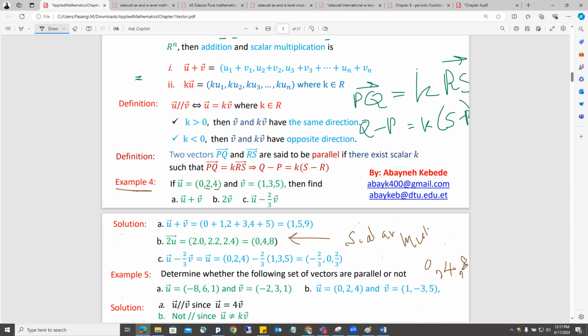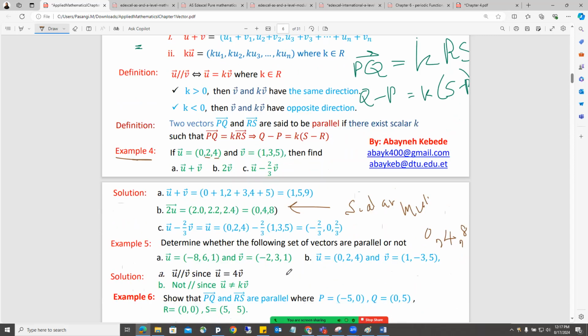How do you do the last one? Last one, u minus 2 over 3v. So you have the vector u, and we have the vector v as well, but we need to calculate the 2 over 3 vector. So first calculate this one. To calculate this one, what you have to do? You need to multiply this vector by this 2 over 3 scalar. Okay, is it clear? Let me show you.